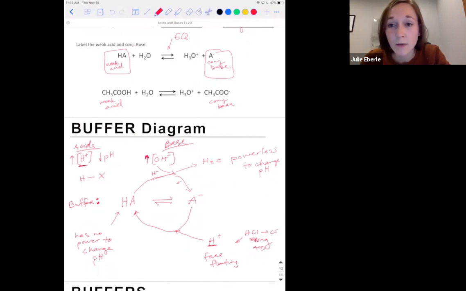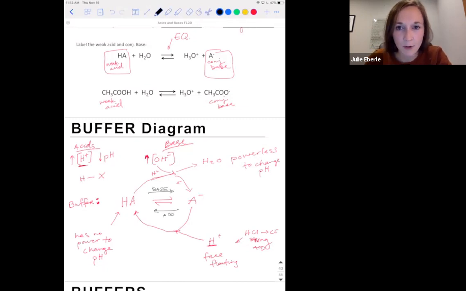Okay, so this diagram right here, I think I have a simplified version on the next page. This is a diagram that I want you to be able to sketch out to understand and walk yourself through. If we add an acid or if we add a base, what happens? How does the buffer respond? If we add acid, the equilibrium is going to shift towards reactants. We're going to make more of our reactants. If we add base, it is going to shift towards products. We're going to make more of the conjugate base.